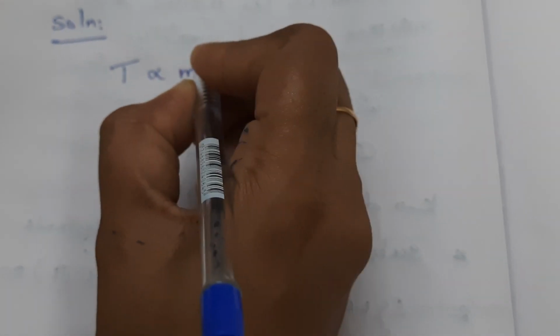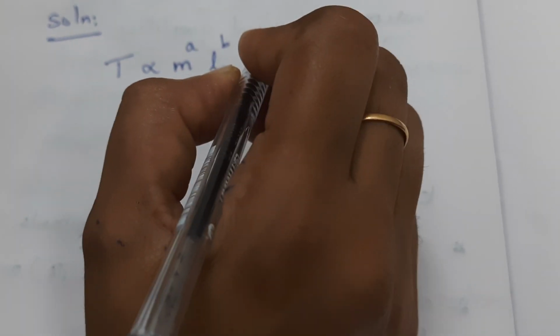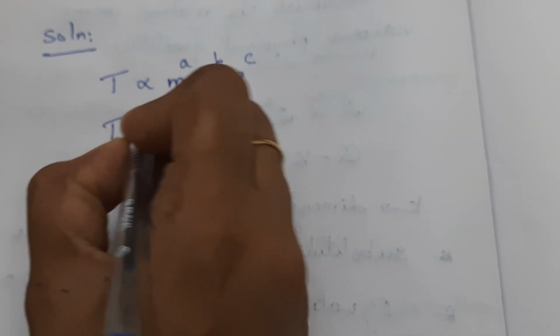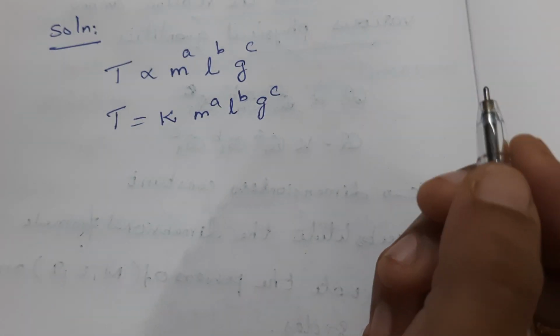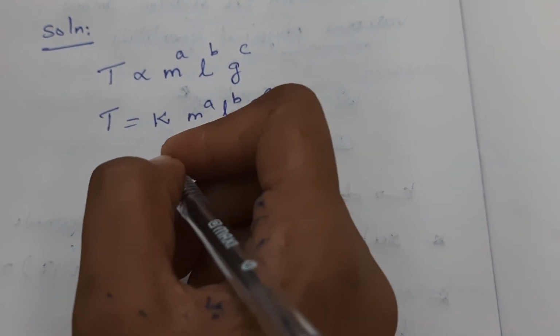Let's find the relationship. According to the question, time period depends upon mass of the bob, so m power a, T proportional to m power a, length of the pendulum, so L power b, acceleration due to gravity, so g power c. We can rewrite T is equal to constant into m power a, L power b, g power c. Next step, we have to apply the dimensional formula for all these quantities.